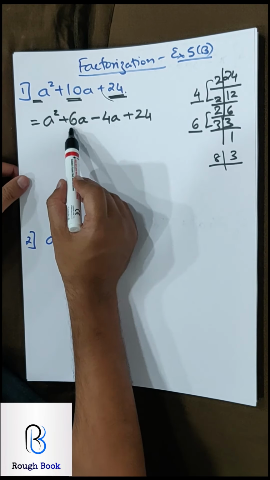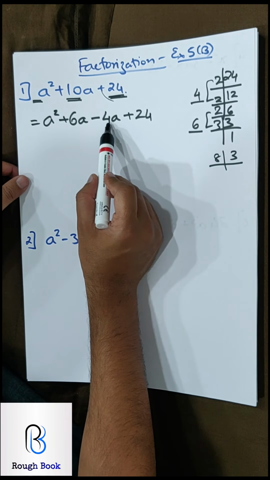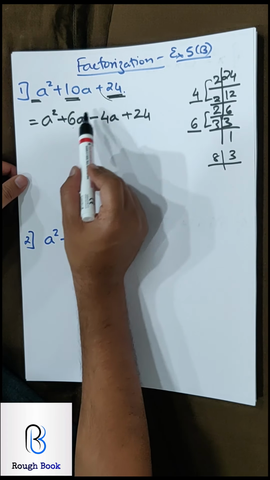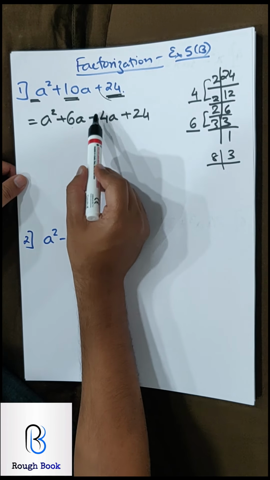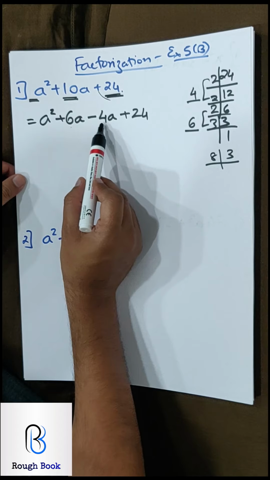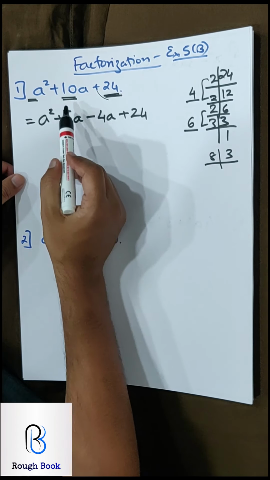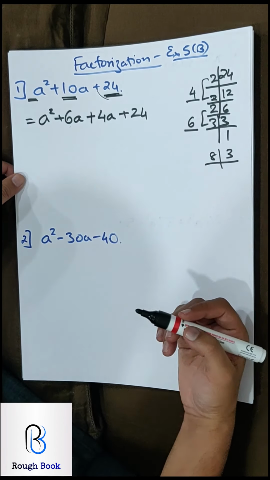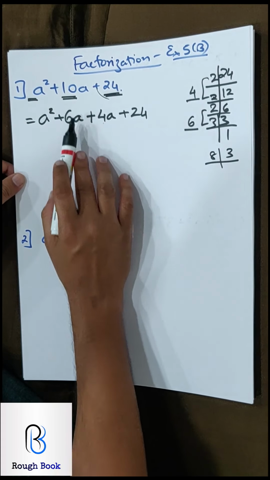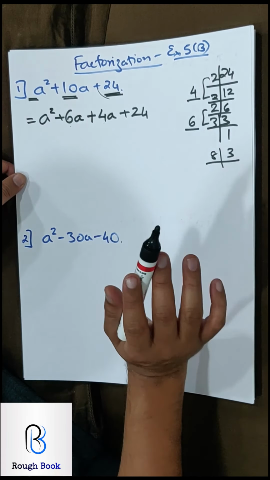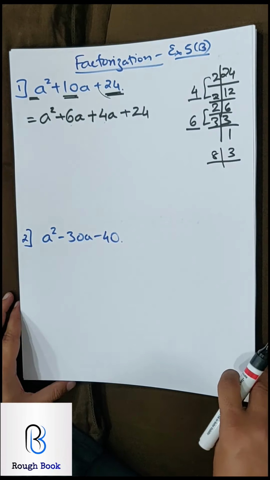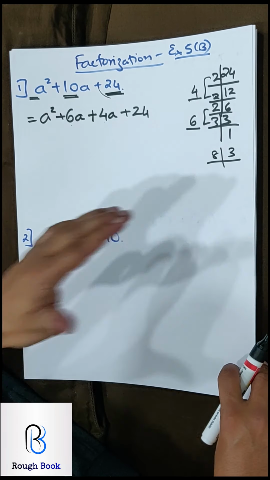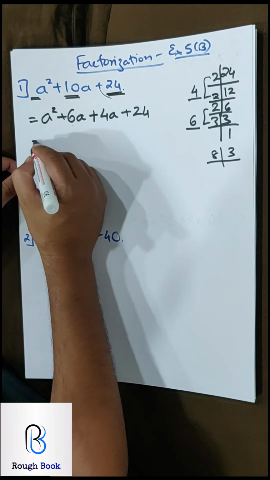Now check. 6a minus 4a. 6 4s are 24, plus into minus, minus. So this is a problem. 6 minus 4 is 2, but I need 10. Now change the sign to plus. So 6 plus 4 is 10, 6 4s are 24, plus plus plus. Now everything is fine. Now once you write this, we've connected ourselves to the previous exercise, that is exercise A.